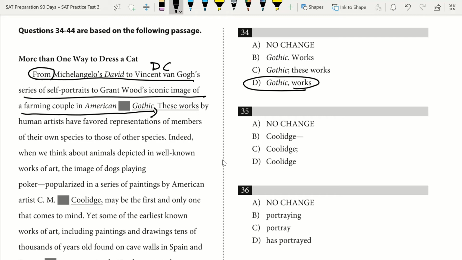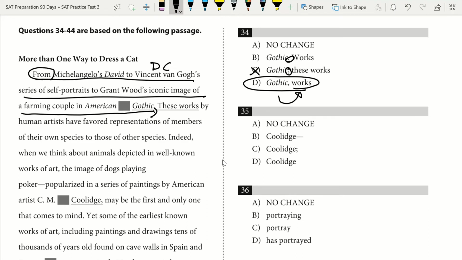So if we're starting with that, then eventually I knew we were going to have that comma because we're starting with that dependent clause, right? "From" indicates to me I'm starting with a dependent clause. And if I'm starting with a dependent clause, in this case it's an introductory modifying clause, right? That is modifying "these works," right? And we can't use a semicolon here because what comes before it isn't an independent clause, so I can get rid of that.